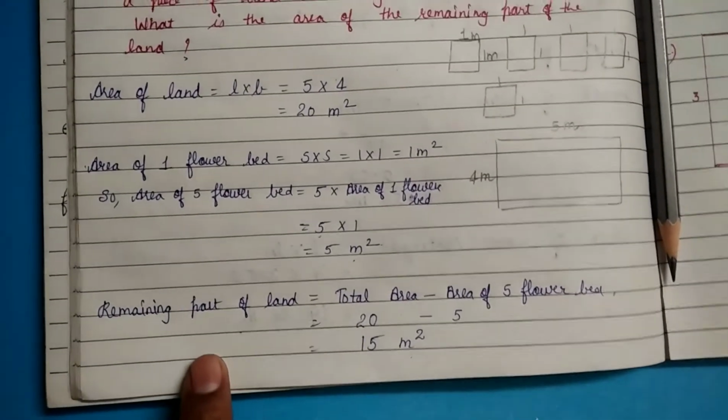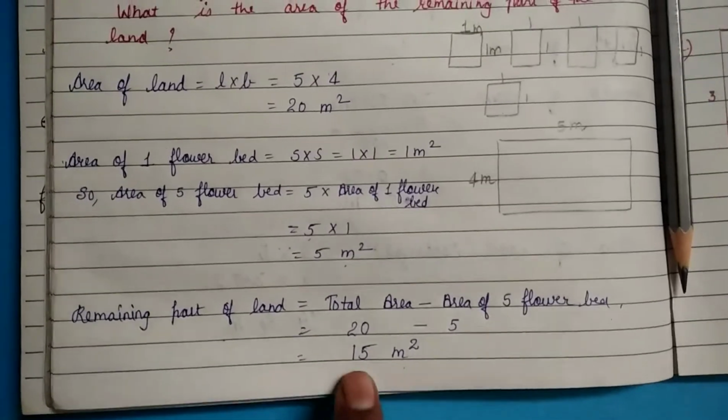So the area of the remaining part which is not covered by the flower bed is 15 meter square.